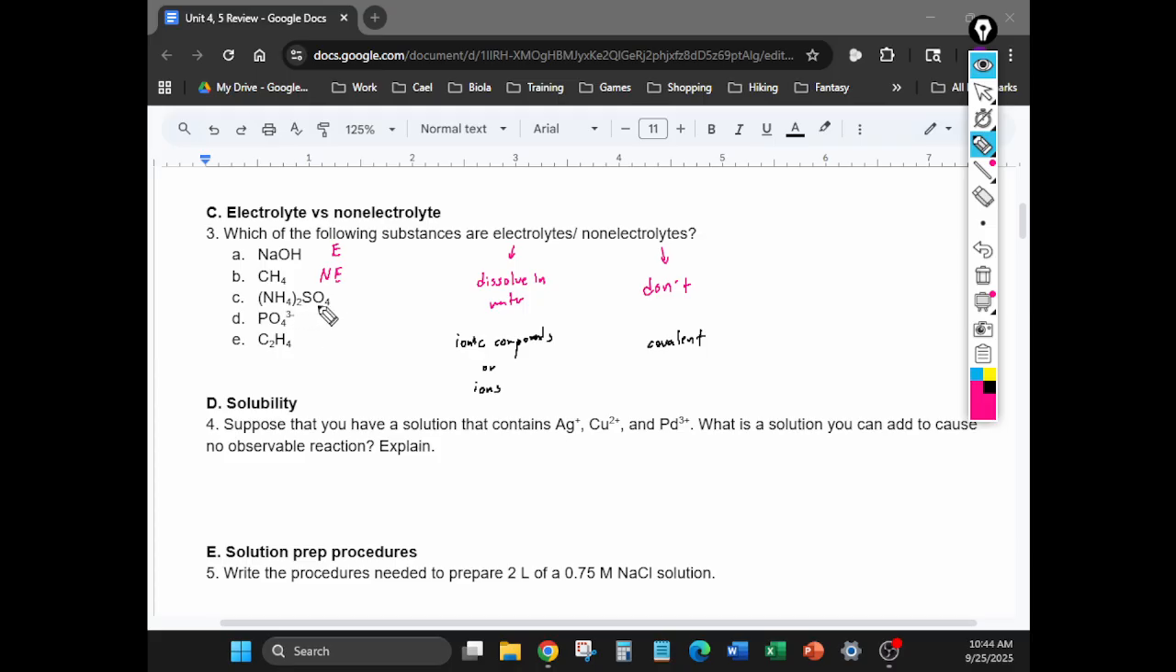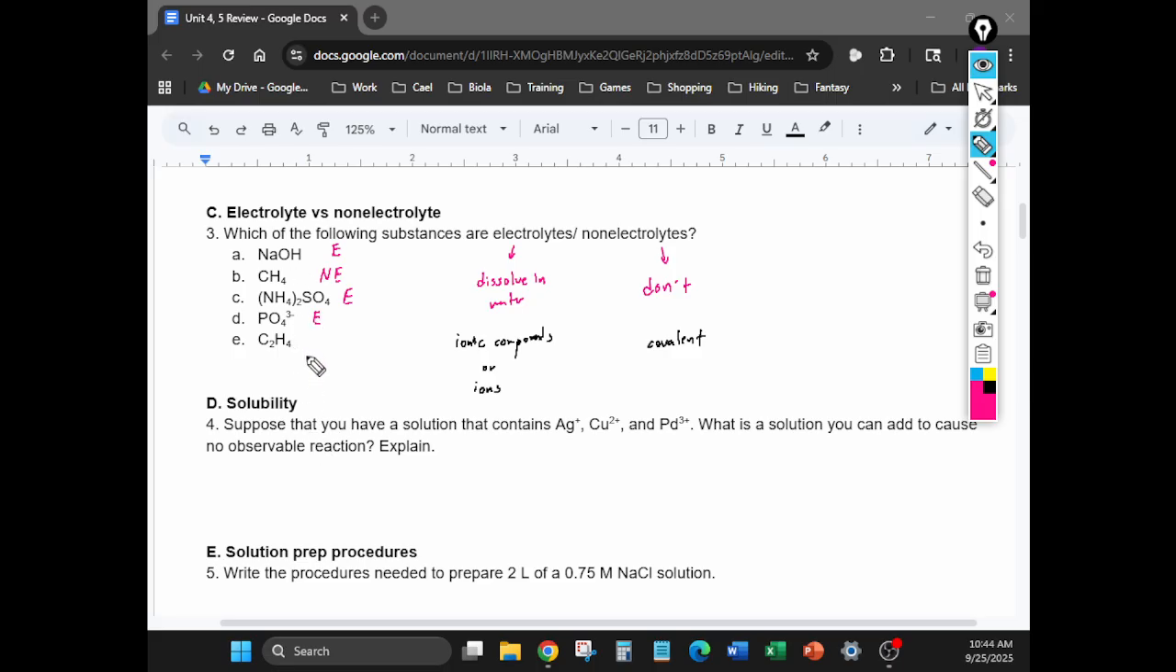Okay, this big old thing right here is made of 2 polyatomics, NH4+ ammonium and SO4 2- sulfate. So since it's made of 2 polyatomic ions, it's an ionic compound. So this is an electrolyte. We got phosphate right here. This is an ion. We can see right away because it has a negative charge on it. And so this is an electrolyte.